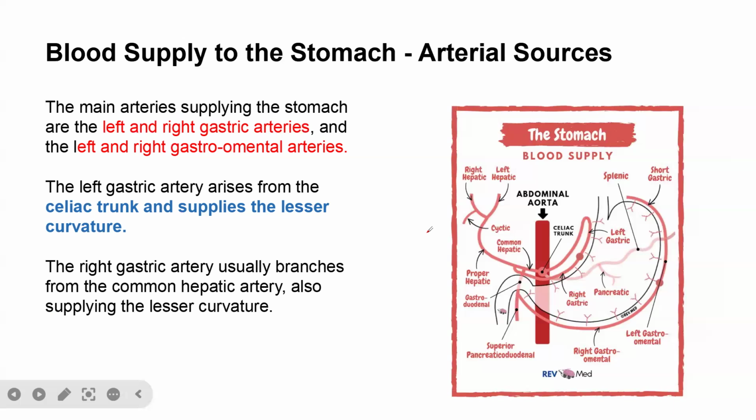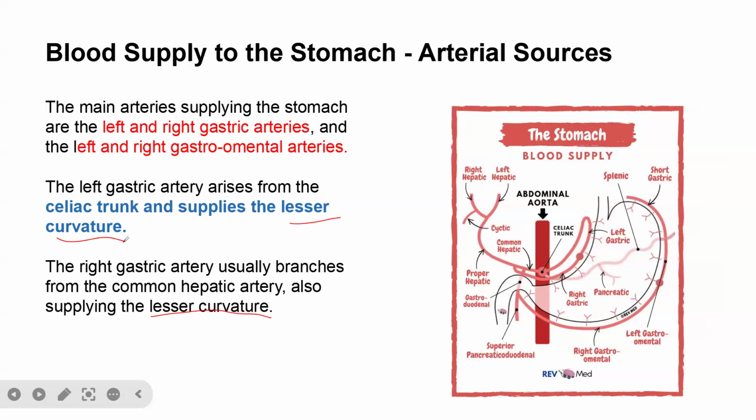And then very, very importantly, the right gastric artery usually branches from the common hepatic artery. So the right gastric artery arises from the hepatic artery. Both the right gastric and the left gastric arteries are important in supplying blood to the lesser curvature.